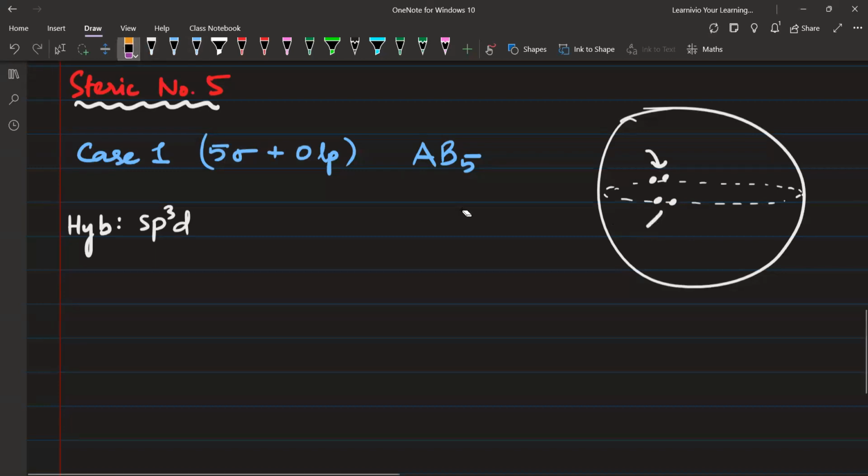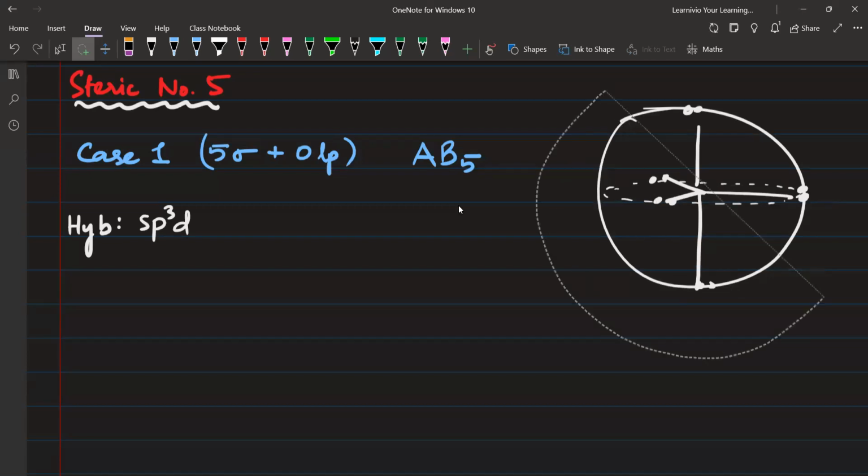So I have kept two here, one pair of electrons here, one on the top like this, and the other like this. I have got something like this. Does this look like a symmetrical distribution? Yes or no, please tell me. This looks symmetrical on a sphere. Can you imagine it a bit? So this is known as trigonal bipyramidal.